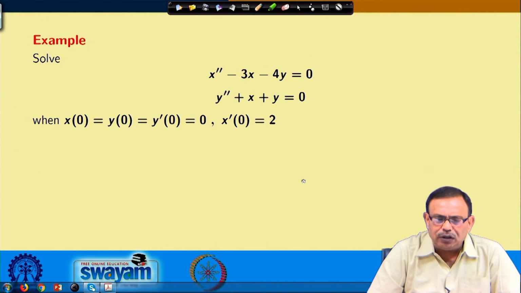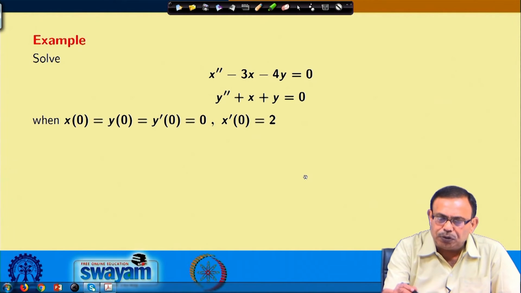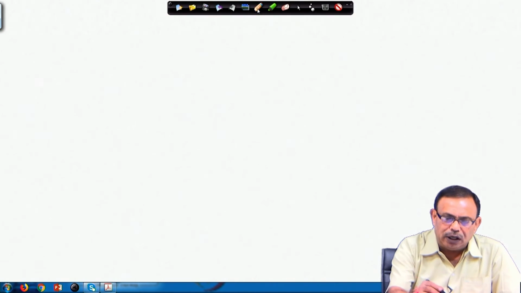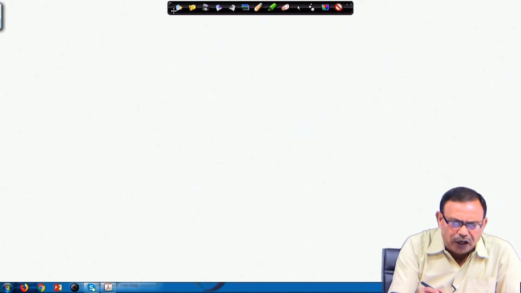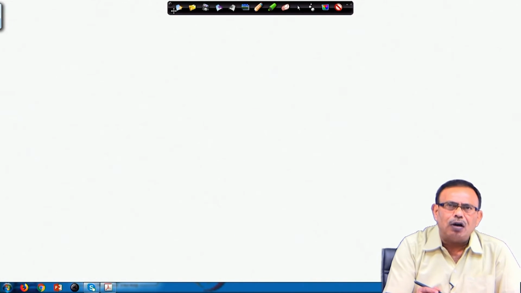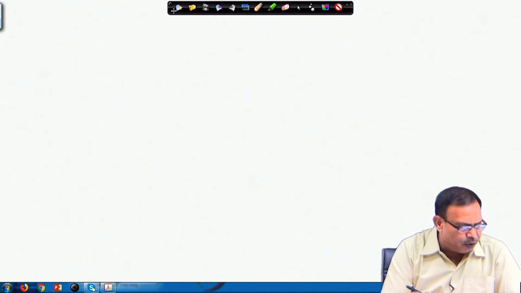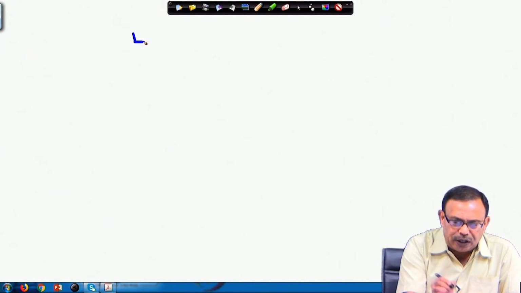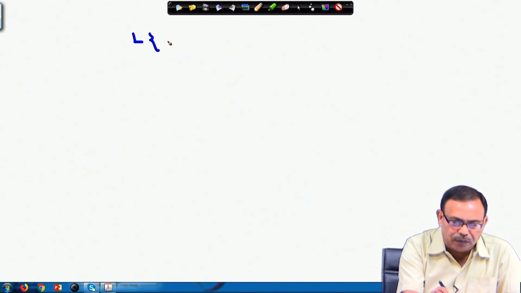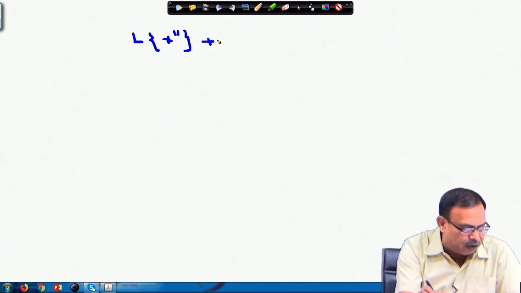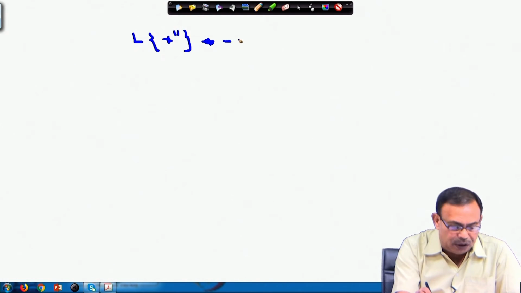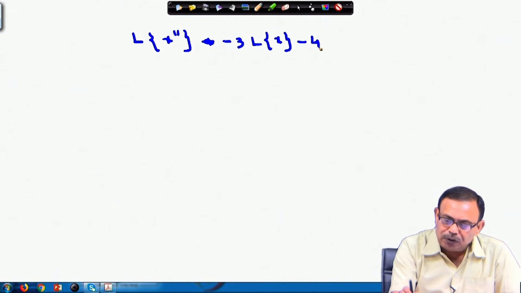To find the solution, of course, I have to go through a similar process, that is, I have to take the Laplace transform on both sides of both the equations. If I take the Laplace transform on both sides of the given equations, I will obtain the Laplace transform of x double dash minus 3 into the Laplace transform of x minus 4 into the Laplace transform of y. This is equal to 0.